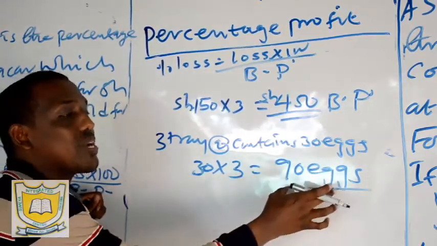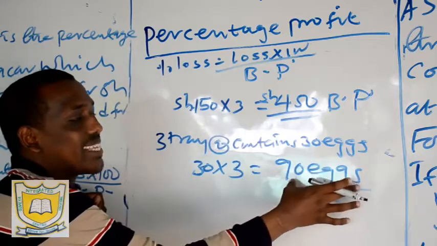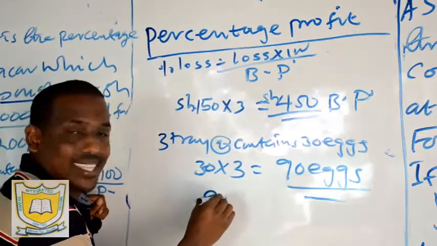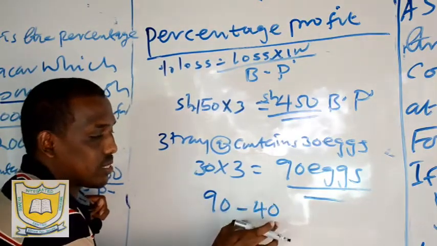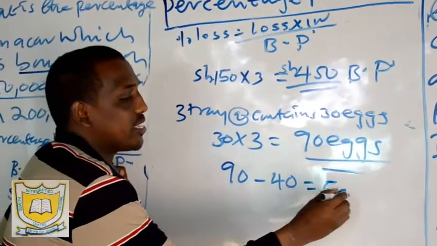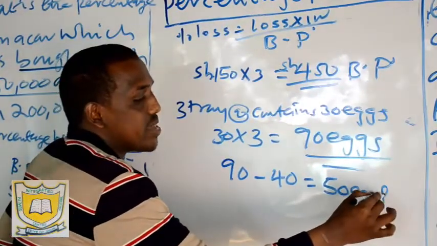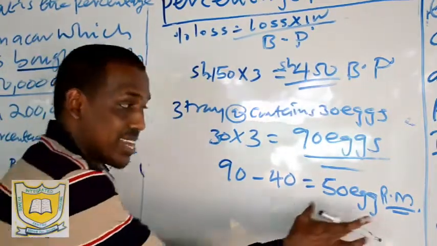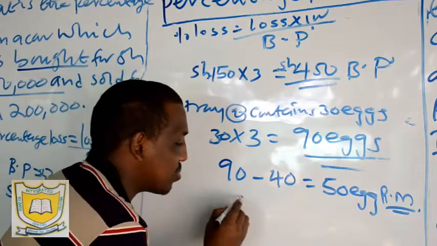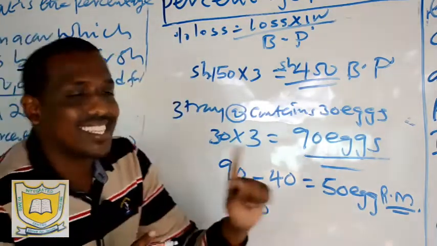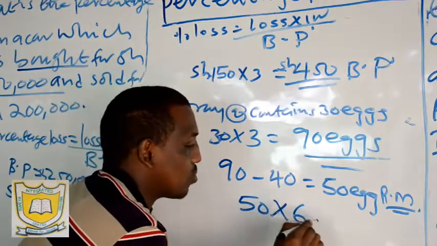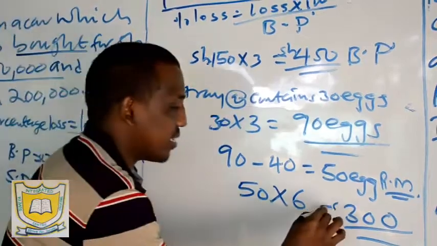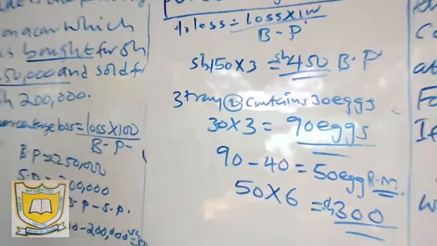So what do we do now? We want to get the remaining, because we are told the remaining now. Total is 90 eggs, 40 broke. We subtract. 90 minus 40, the broken ones, is equal to 50 eggs remained. He sold the remaining eggs, which are 50, at shillings 6 each. 50 times 6 is equal to 300 shillings. That is now the selling price.